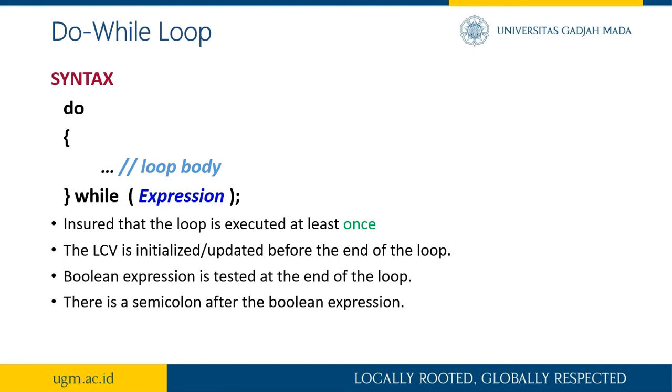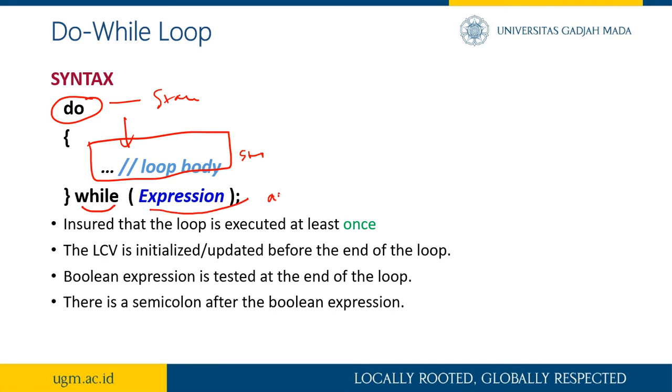Okay, next is the do while loop. It's similar to the while loop, but instead of checking the condition first and then doing the statement later, it will do the statement first, and then check whether the condition is met. If the condition is not met, then it will just skip.